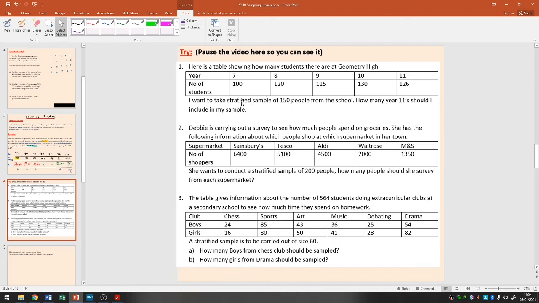And yeah, so we're going to ask 150 people. Here's a table showing the number of students at Geometry High. So you've got to work out how many kids there are altogether at this high school, okay? So add all these numbers together. That gives the total.